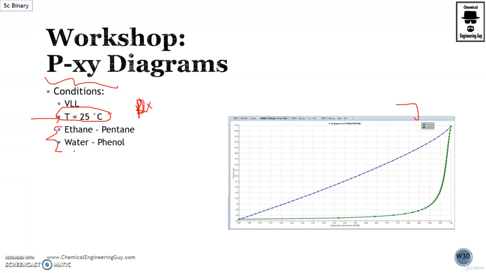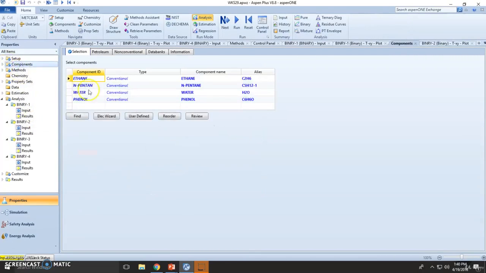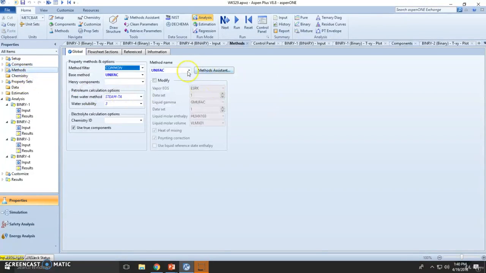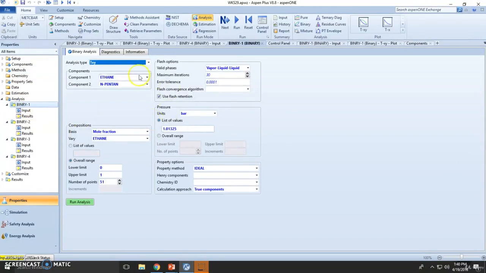Same compositions. But from the previous workshop, remember that we need to state the 4 components, then choose both methods, ideal and UNIFAC, then go to binary. In this specific case, I'm going to override them. So instead of running this, I'm going to choose the PXY diagram.